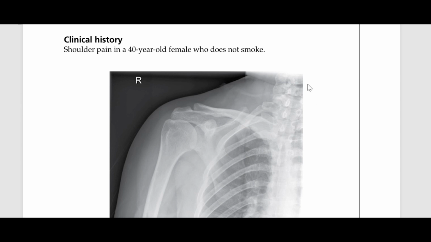MRI scan and also by history. If the patient is a smoker, the most likely diagnosis here is Pancoast tumor. If the patient is a non-smoker, the most likely cause of the shoulder pain is schwannoma or neurofibroma. So MRI scan, including the cervical spine, will confirm the diagnosis.